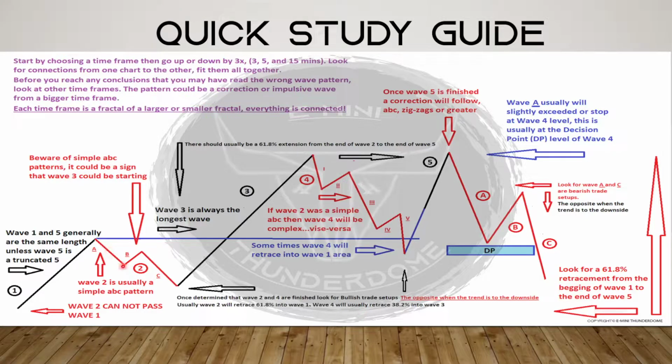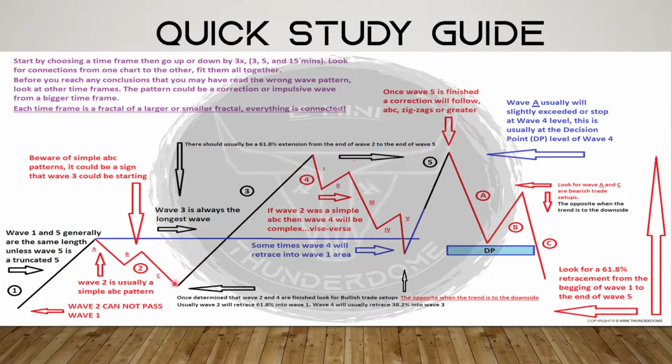Usually, a wave 2 will be a simple ABC. Impulsive waves are going to be 1, 2, 3, 4, 5, and corrective waves are going to be an ABC. Wave 2 will never exceed wave 1. When it's correcting, it will never surpass wave 1. It has to stop at 1 or before 1. And that's going to be followed by wave 3.